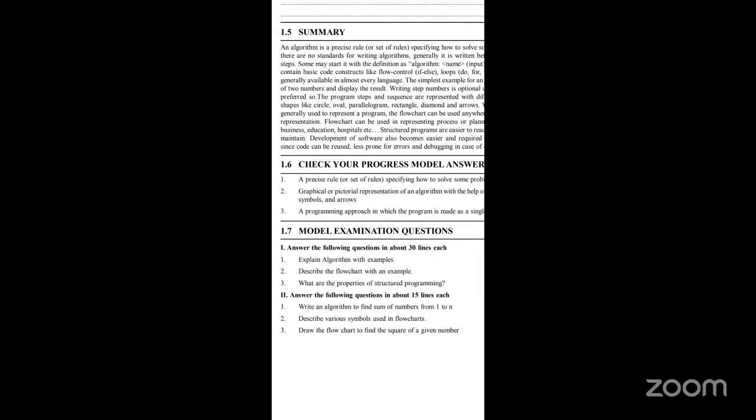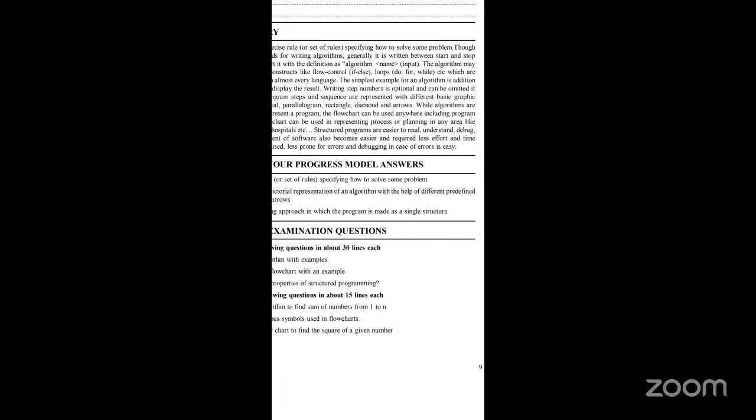Some of the questions are: write an algorithm to find the result, find the minimum of a billion numbers, describe the various symbols used in the flowchart, and draw the flowchart to find the sequence of squares of the even numbers. These are the steps.